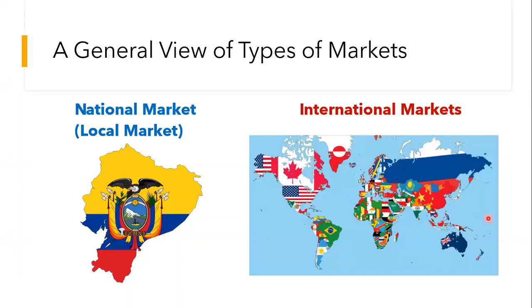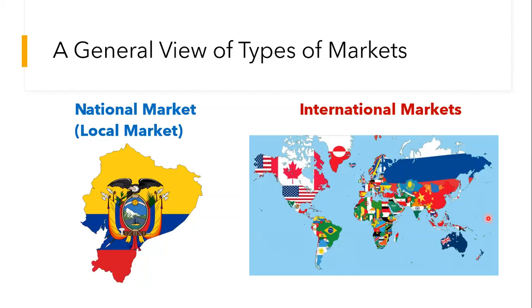Okay. Well, without reading the title of this section, it's kind of easy to identify what we have here. So we have a general view of types of markets. Hey, it says general view. It means that there are more specific things than this. There are other types of markets more specific, but this is a general view to understand better. Do you remember that I told you that markets are a group of people? Okay, well, so we have national market and international markets.